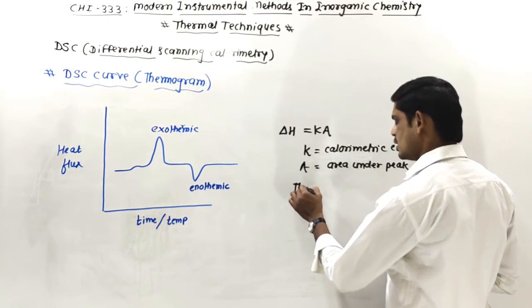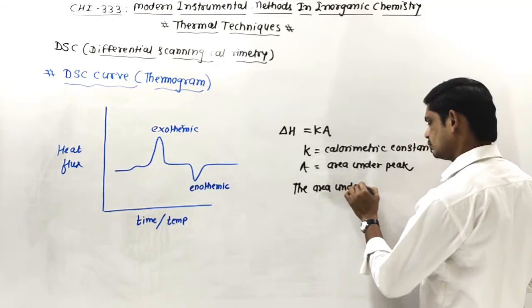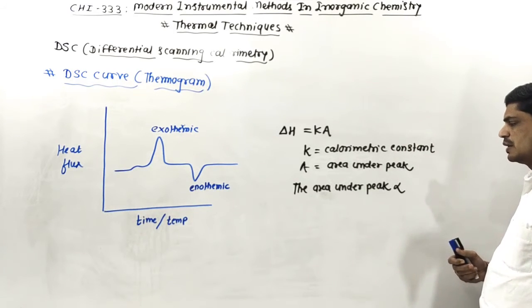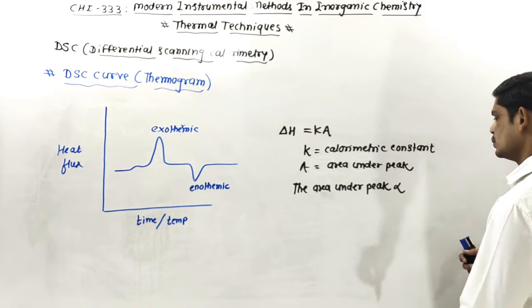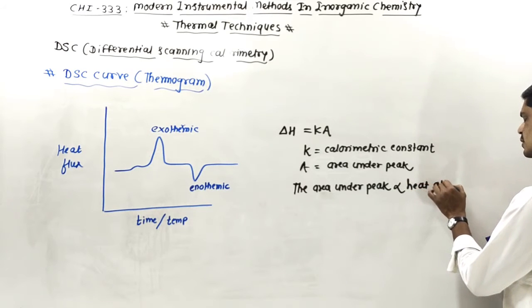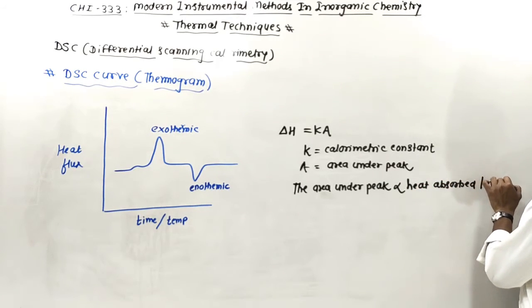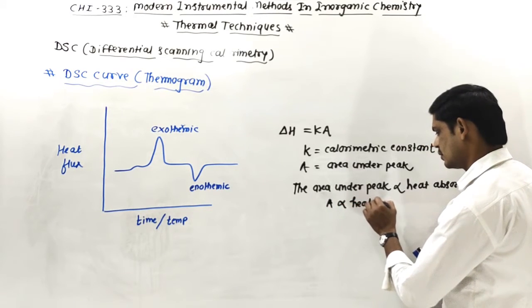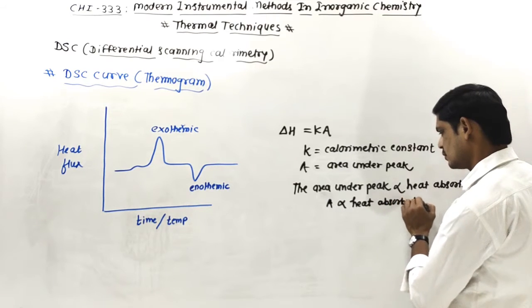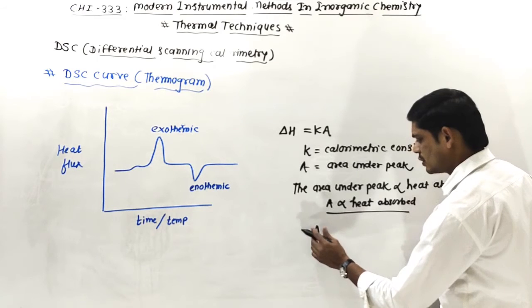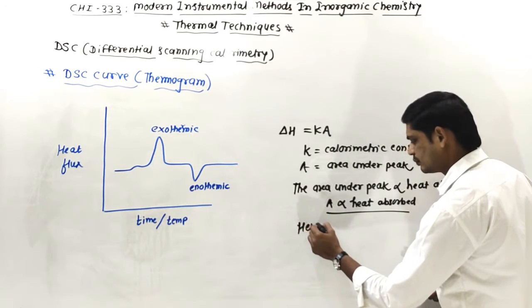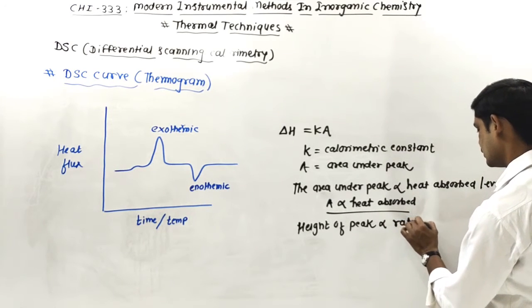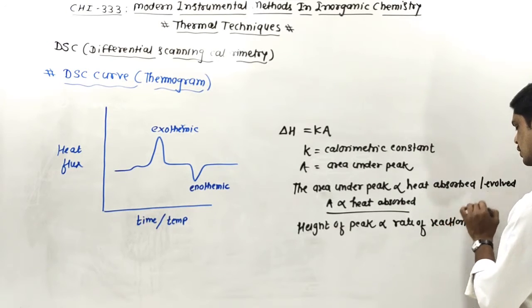The area under peak is proportional to heat absorbed or evolved, and similarly height of the peak is proportional to the rate of reaction.